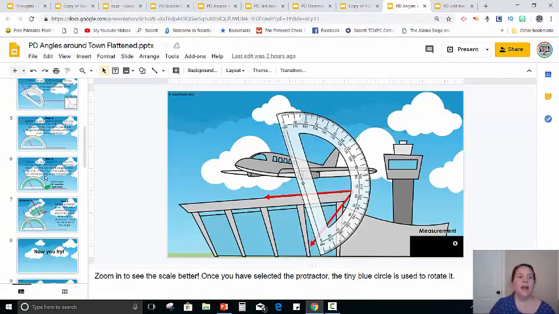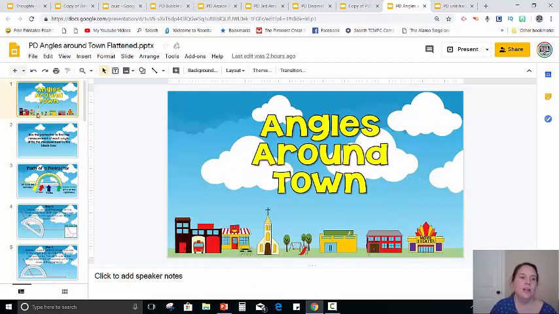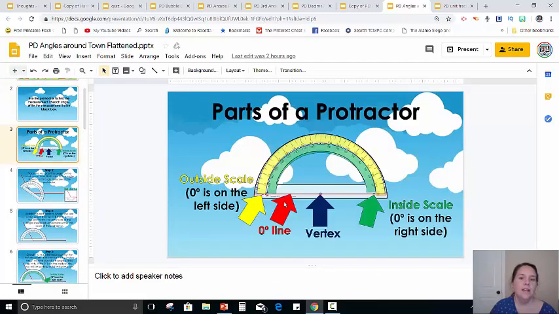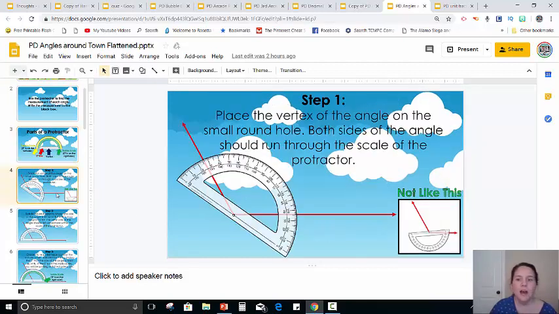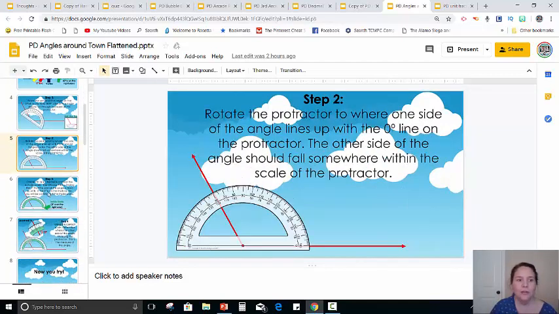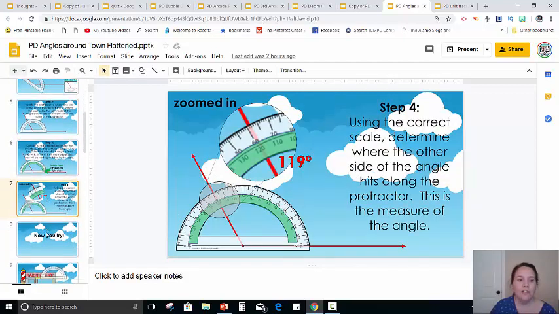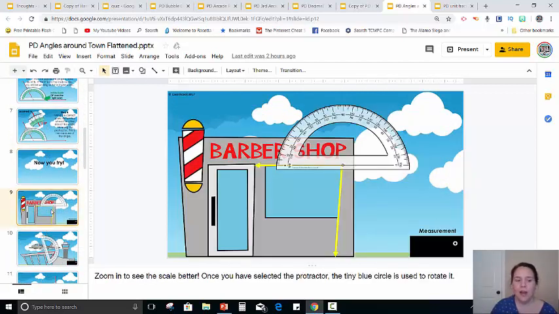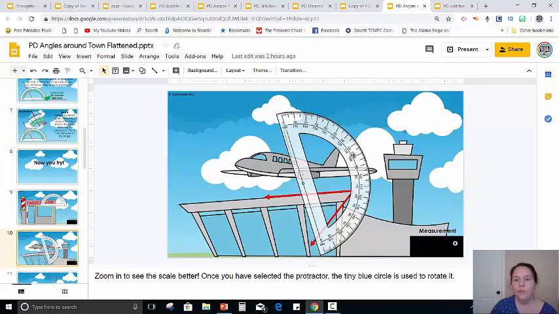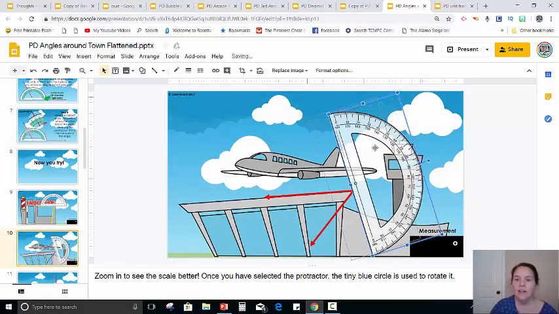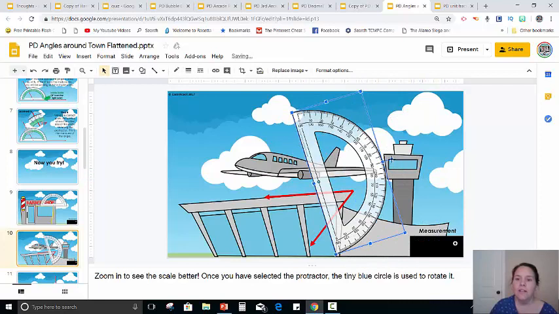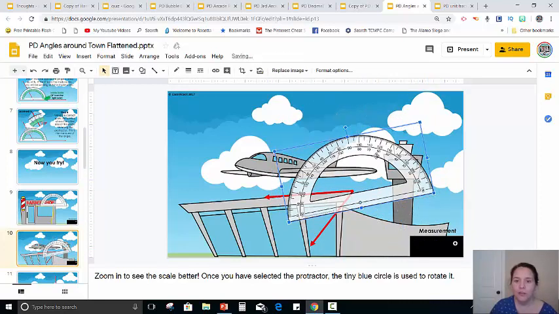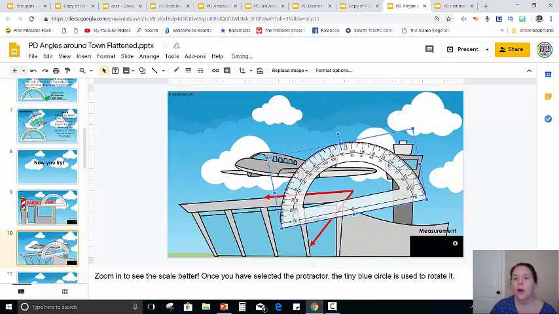Okay, so here we have an activity called Angles Around Town, and this one has some reteach information, so students can check out some vocabulary words. If they don't remember how to use a protractor to measure angles, it has all of the directions there, and then it gives them a chance to try. What's interesting and useful about this activity is that there is an actual movable protractor that they have to manipulate in order to solve the problems.